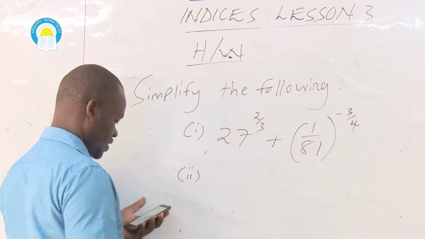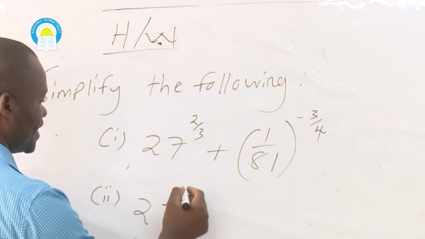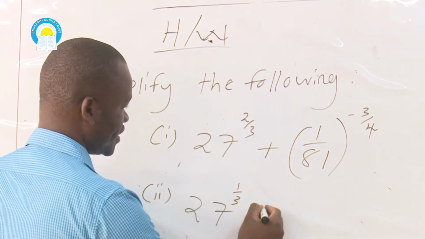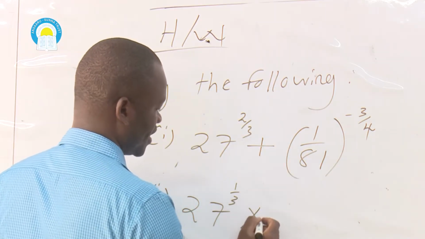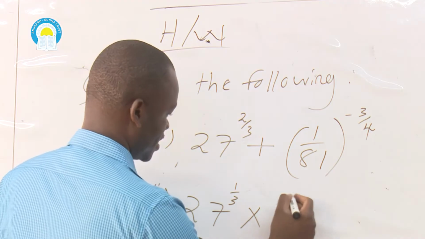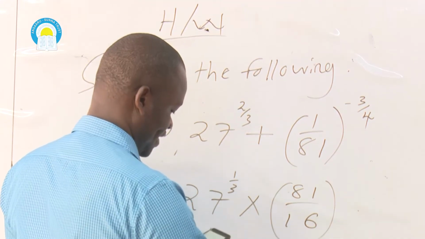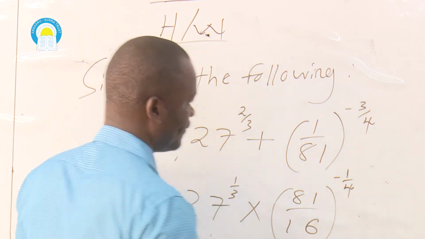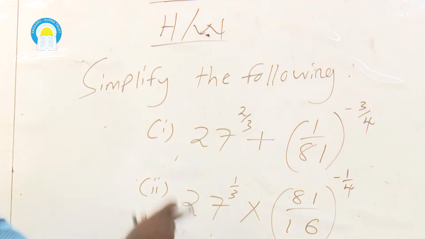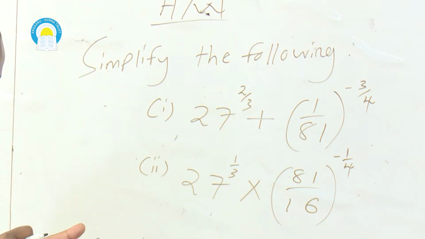Number 2, we have 27 raised to power a third times, let me make this one clear, that is multiplication. We have 81 over 16 raised to the power of negative 1 over 4. So you can attempt those questions in line with the example I've given.